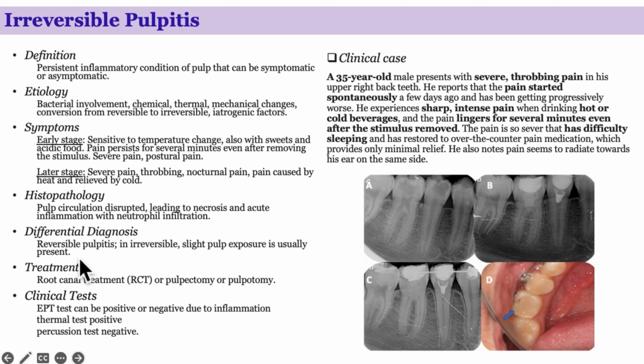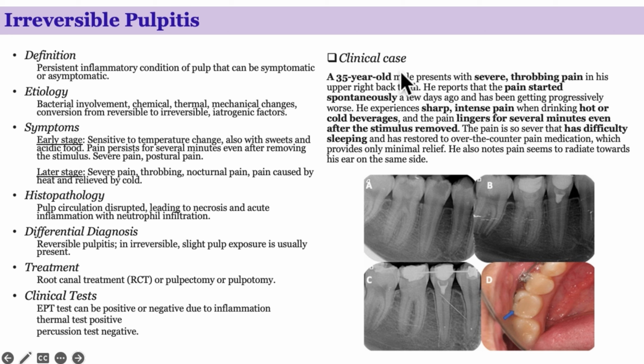The differential diagnosis is reversible pulpitis. In irreversible pulpitis, a slight pulp exposure is usually present, and the caries usually reaches the pulp. Treatment: root canal treatment, pulpectomy, or pulpotomy. Clinical tests: EPT can be positive or negative. Why? Because we have inflammation inside the pulp, an EPT test result can be false. The thermal test is positive and the percussion test is negative.